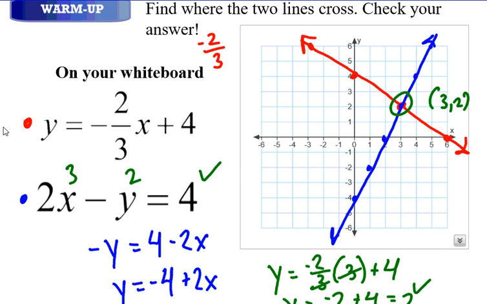So our goal for this chapter is to solve systems. What we mean is find where two graphs cross. That point of intersection needs to make both equations true because it's the only point that's on both lines.